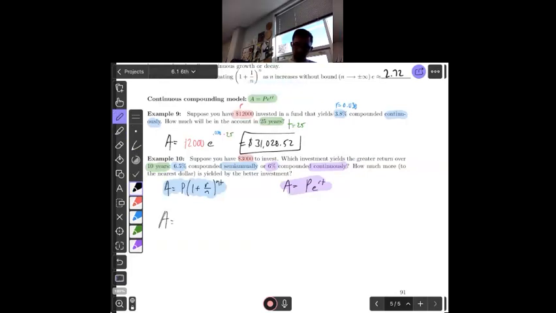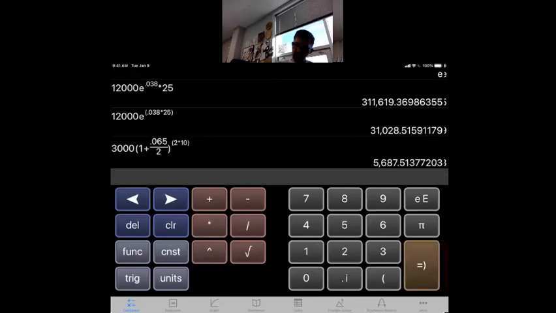So we have $3,000 principal. 1 plus our rate was 6.5%, so 0.065, compounded semi-annually, which meant 2 times per year, times nt, so that'd be 2 times t, which was 10. All right, so I'm going to type that in: 3,000, 0.065, 2 times 10. I got $5,687.51.